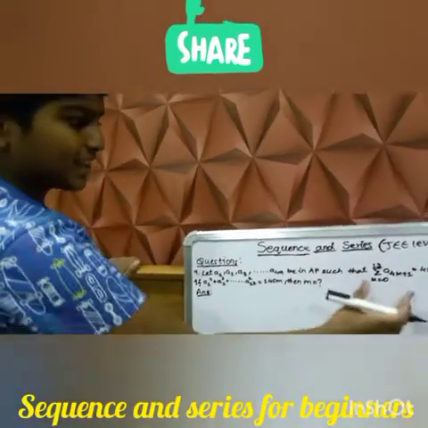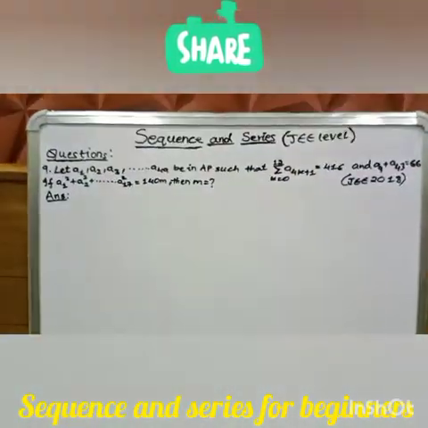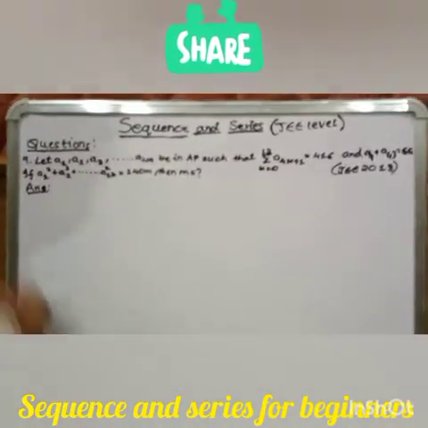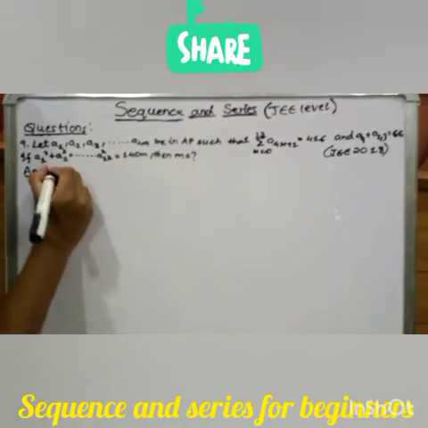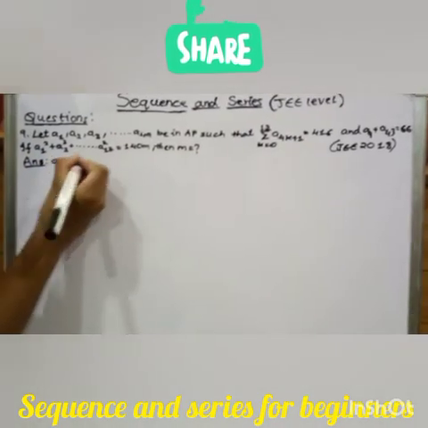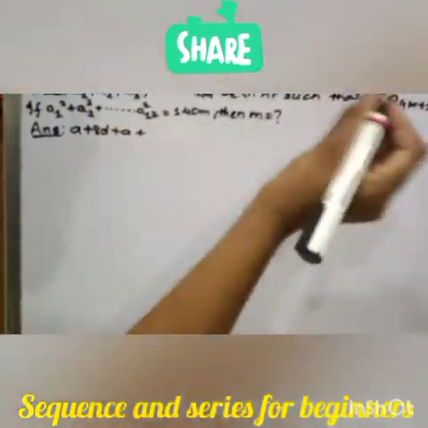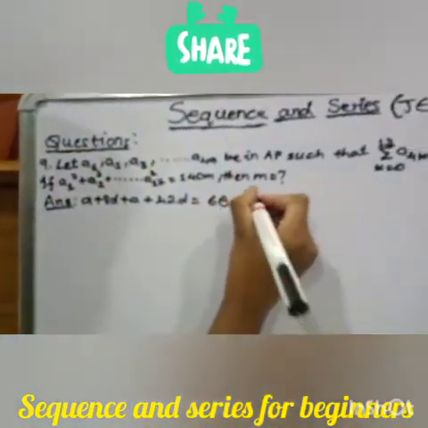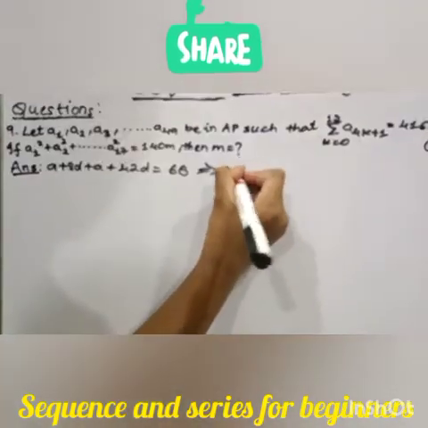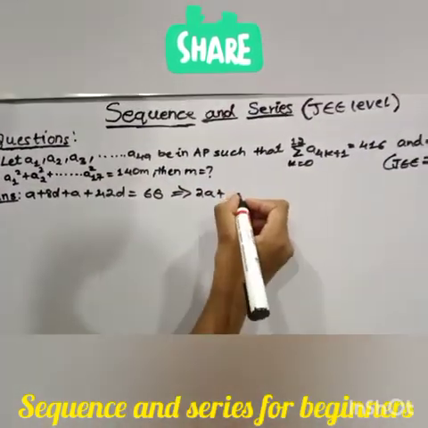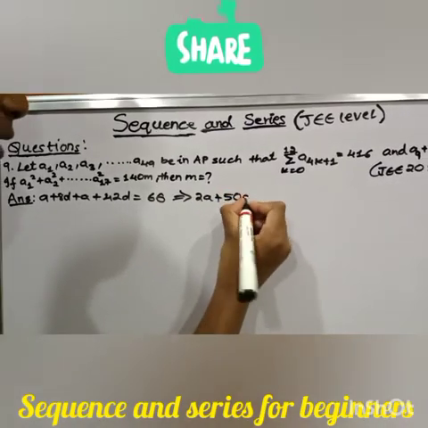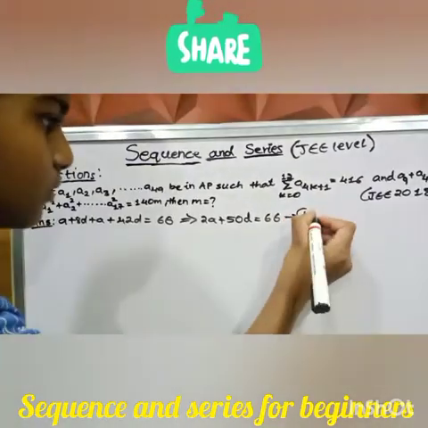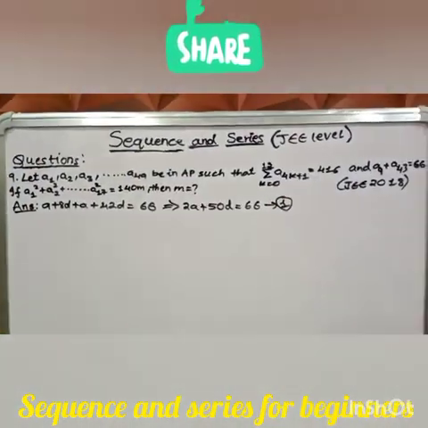So let's expand this at first. Okay, let's do this first. So a9 plus a43, right? Let's expand it in terms of a and d. So it will be a plus 8d plus a plus 42d is equal to 66. This implies 2a plus 50d is equal to 66. Let's take this as the first equation.